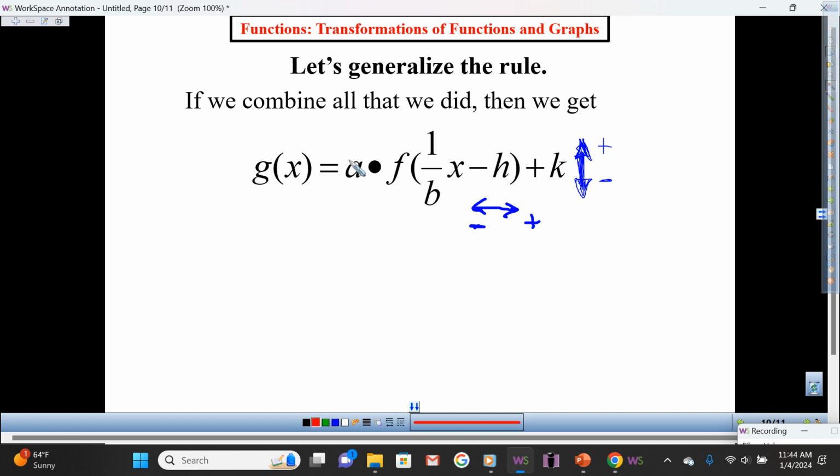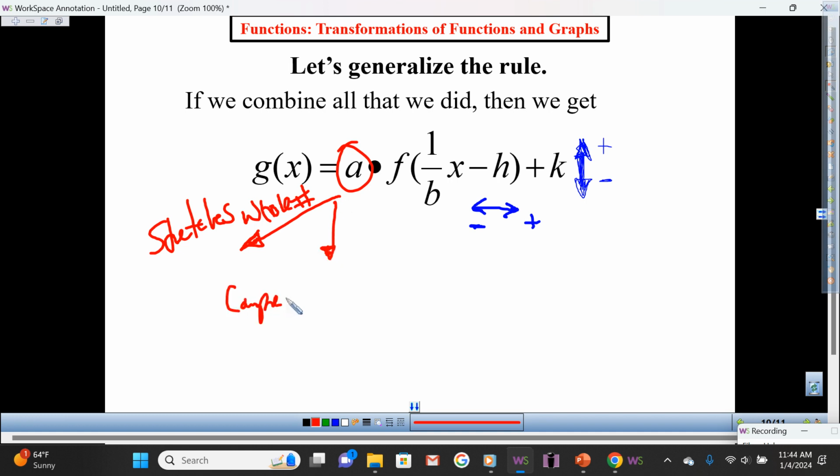And then when we introduced a, we said that a does what, everyone? A stretches if it's a whole number, or compresses if it's a fraction or decimal. However, it stretches or compresses, I want you to write it out, vertically. Vertically, that means up and down, stretch or compress.